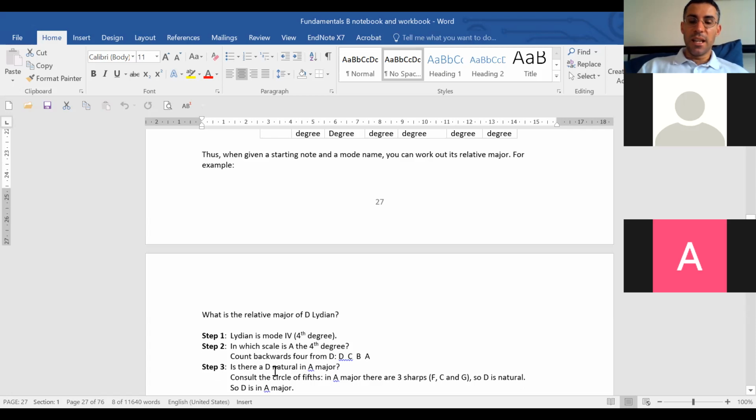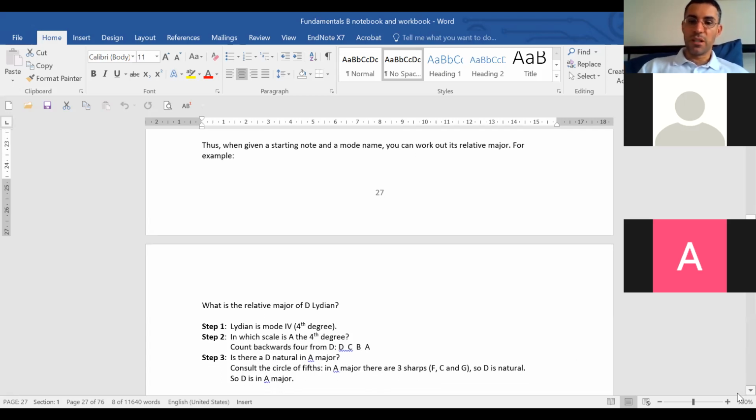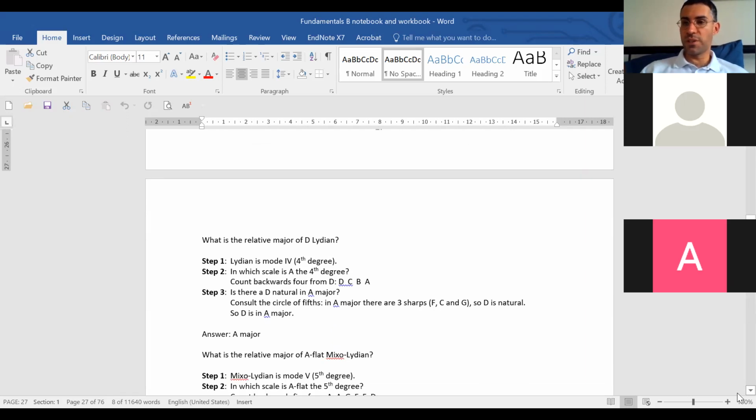Now, is there a D natural in A major? So we consult the circle of fifths. If you look at the circle of fifths or your key table, you'll see that A major has got 3 sharps. And the 3 sharps are F, C, and G. So there's no D sharp in A major. So yes, the result is A major. The relative major of D Lydian is A major.